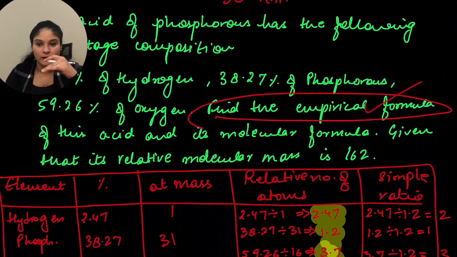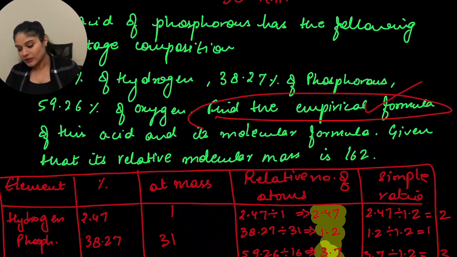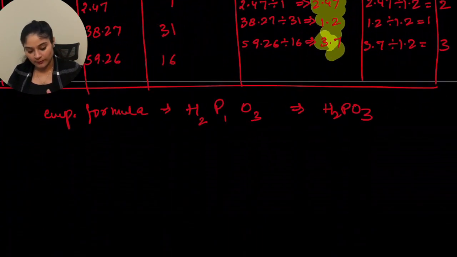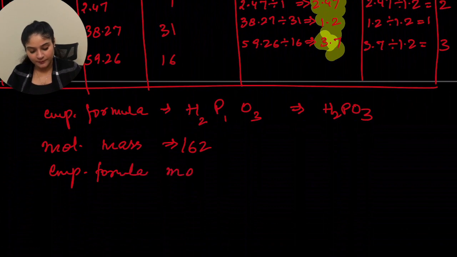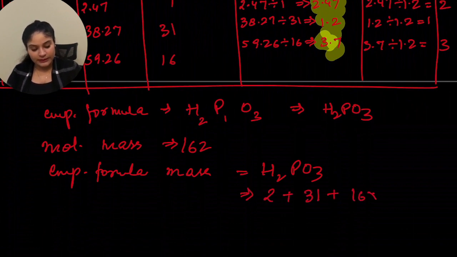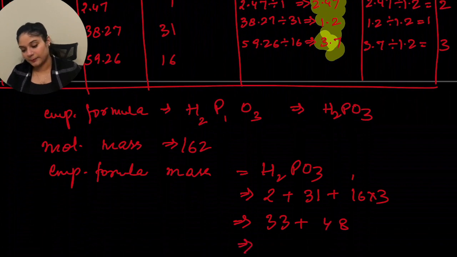Find the empirical formula. Then they are asking find the molecular formula, and the relative molecular mass is given as 162. So in this case, they have given you the molecular mass directly. They have not given vapor density. Then the empirical formula mass, you'll have to calculate that. That would be H2PO3. So that means 2, then 31 plus 16 times 3. So that will give you 33, 48. So you'll end up with 81.